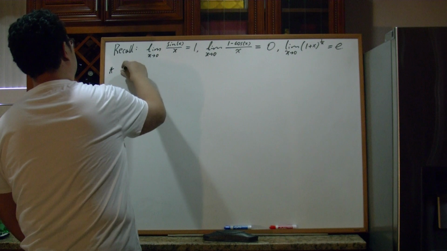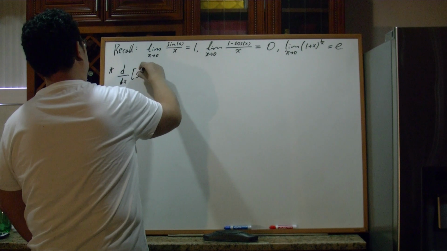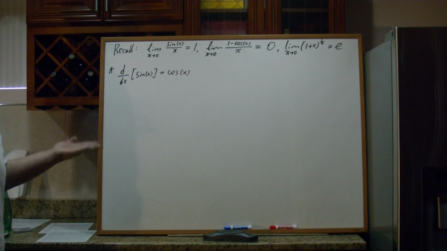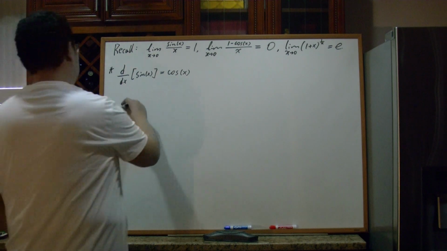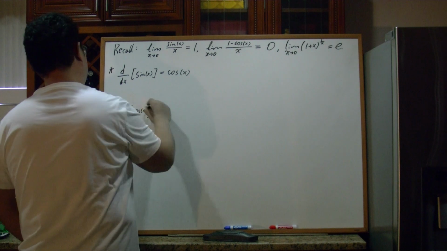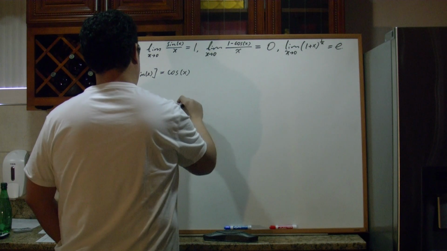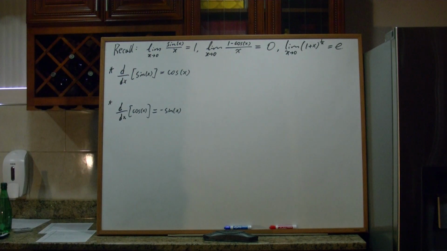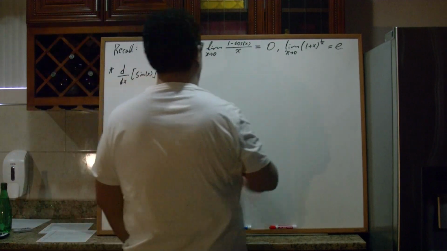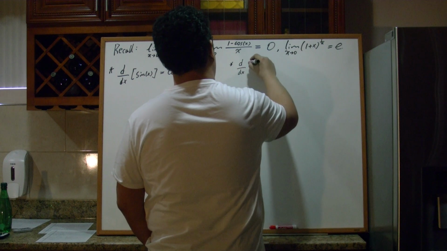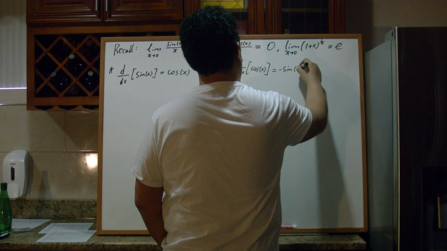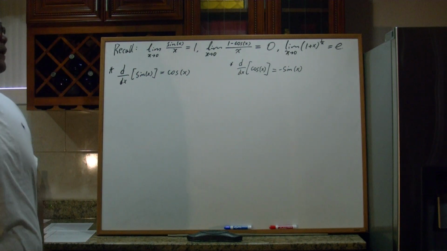Based on these three things, what we have as formulas is d/dx of sine x is cosine x. The derivative of sine is cosine, and the derivative of cosine equals negative sine of x. Two formulas, maybe I'll write them on the other side. The derivative of sine x equals cosine x.